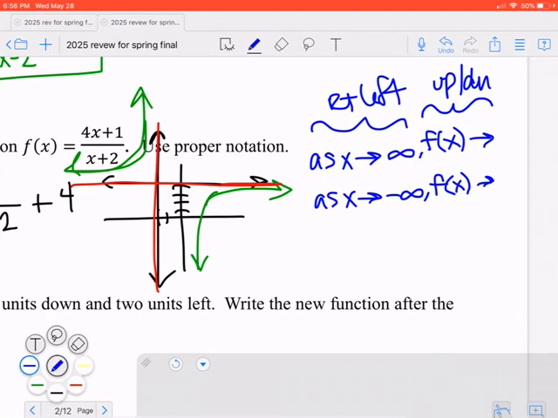So as we go to the right, this graph is trying to go up, but you can never go past the asymptote. The asymptote is at 4, so it is approaching 4. As x approaches negative infinity, the left side of the graph, it's trying to go down. It is going down, but it's never going to go over that asymptote of 4.